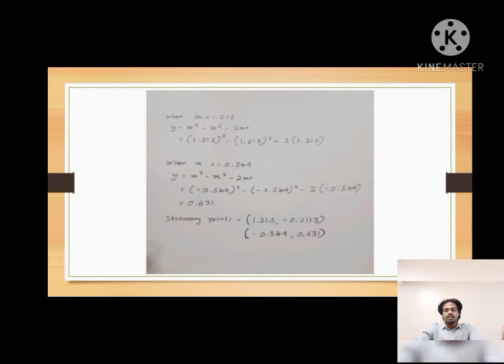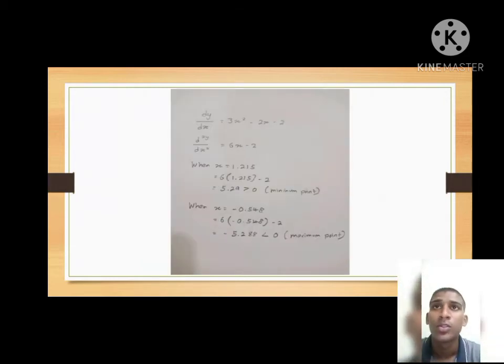So now we get the stationary points. There are two coordinates. One is x equals 1.215 and y equals negative 2.113, and the second is x equals negative 0.549 and y equals 0.631. So my partner Darvin Raj has already found the stationary points and x values. Now I want to find the minimum point and maximum point to sketch the graph.